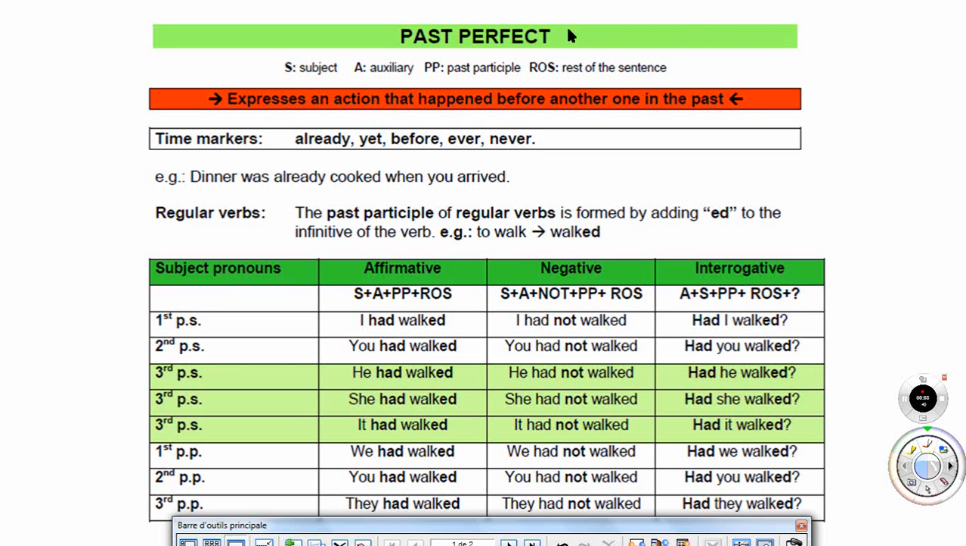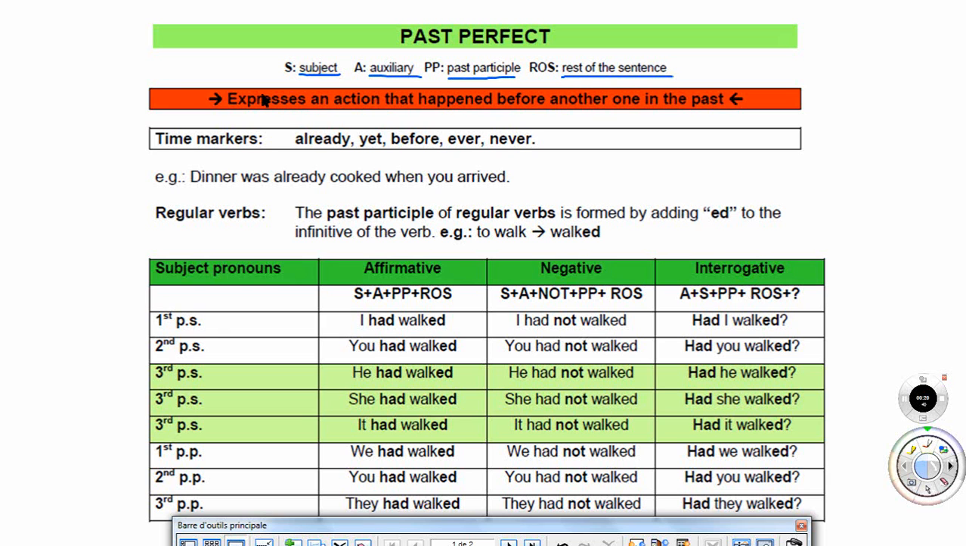Welcome! Today's workshop presents the past perfect. For the workshop, we will use the following abbreviations: S for subject, A for auxiliary, PP for past participle, and ROS for rest of the sentence.